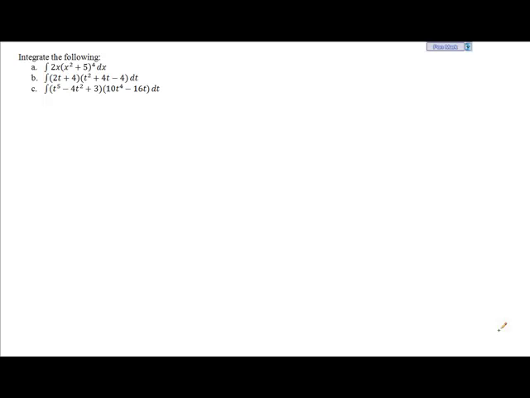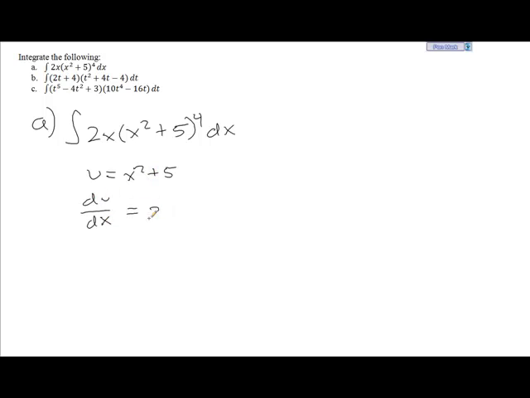We're asked to integrate the following functions, and in part A, we have to choose our u and ensure that our du is correct. So it looks like x squared plus 5 is the bigger function here, and its derivative will be precisely what's left over. So I'm going to let u equal x squared plus 5, which means du dx is going to be 2x, and therefore my differential is going to be du equals 2x dx.